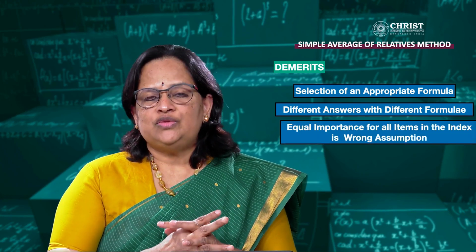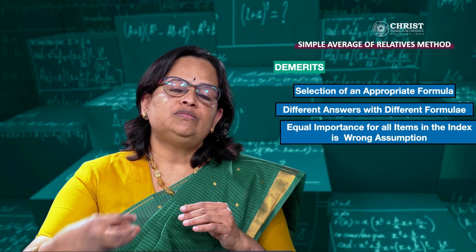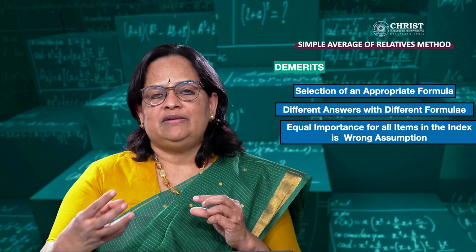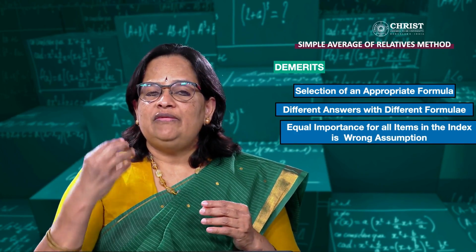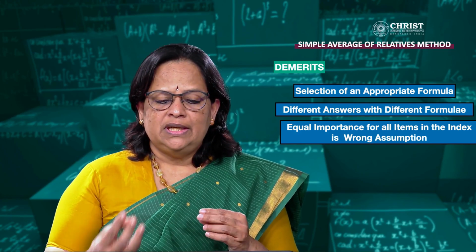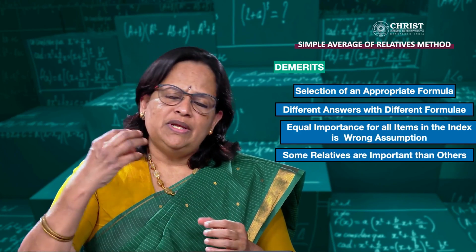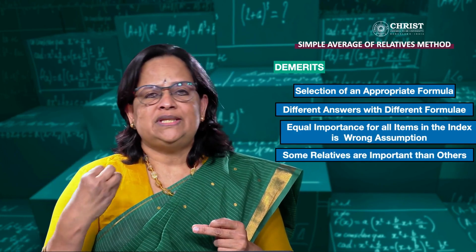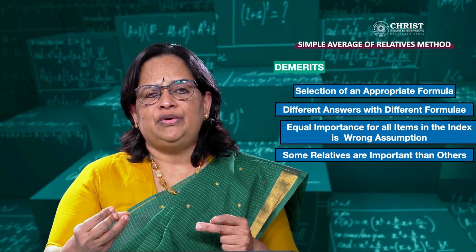Then equal importance for all items in the index is a wrong assumption. Different items will get different weights. We have to give different weights according to their importance in the index. Then only we can calculate an appropriate index. Then the last point is that some relatives are more important than others. That means some items are getting more importance than others. Some items we cannot exclude when we are doing that index computation.